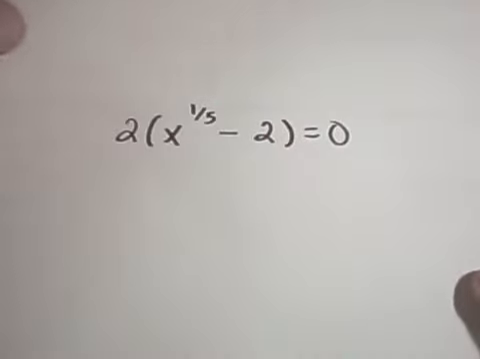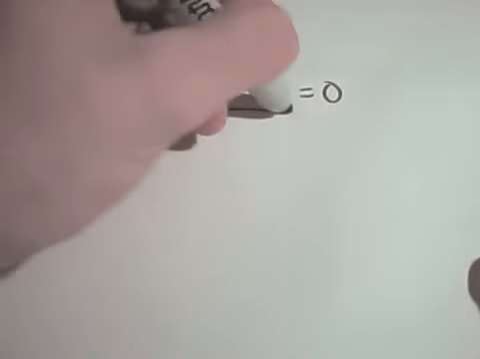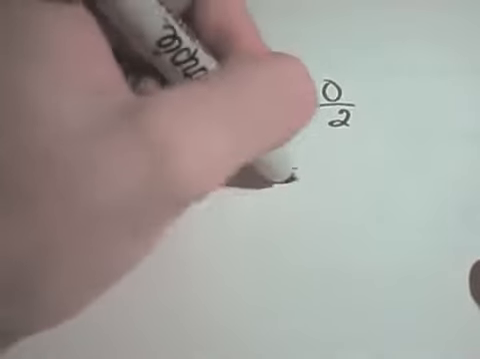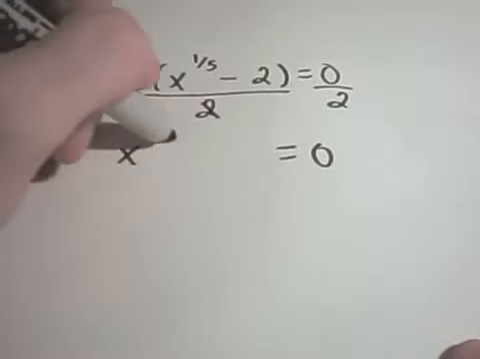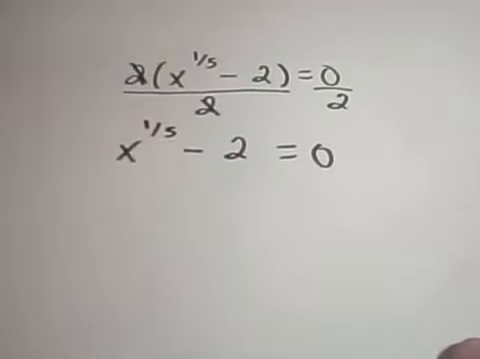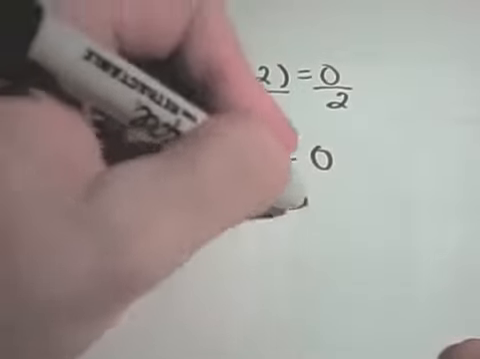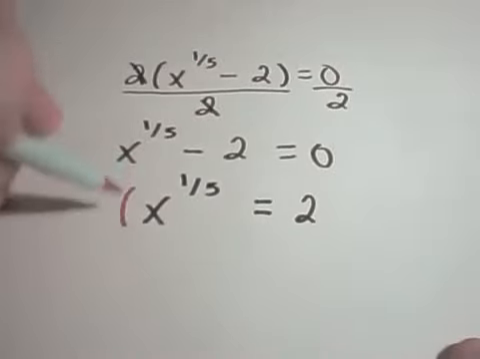So the first thing I'm going to do on this one, there are a couple different ways you can do it. I'm just going to simply start off by dividing both sides by 2. So if you divide on the left side by 2, those will cancel out. Well, 0 over 2 is just 0. And I'll have x to the 1/5 minus 2 equals 0. I'll add the 2 to both sides. And just like the first couple problems, I've got x to the 1/5.